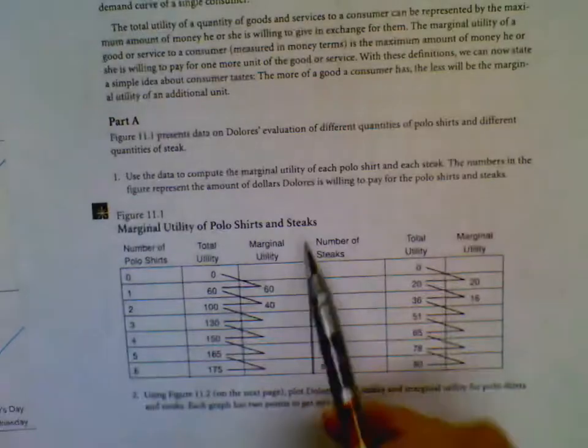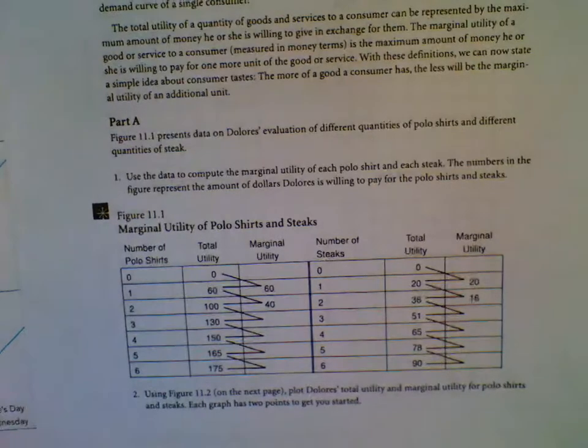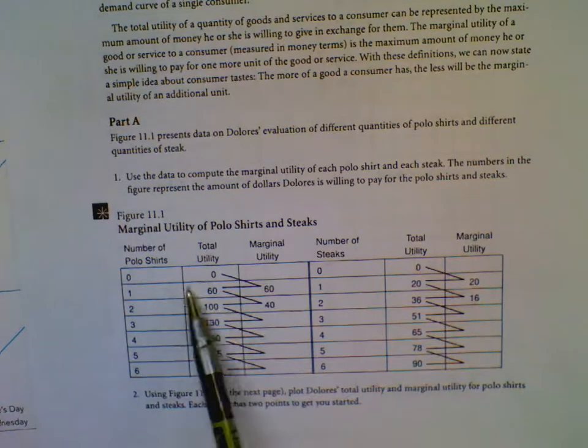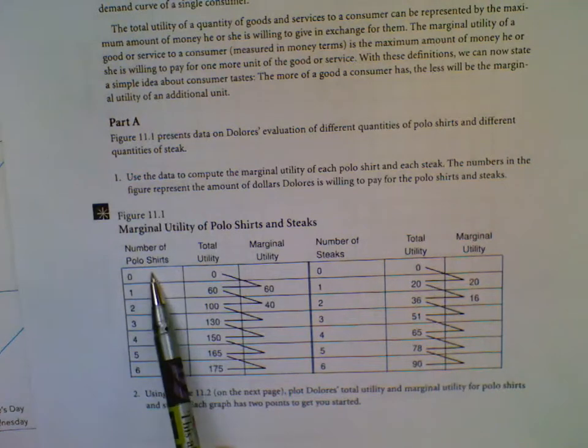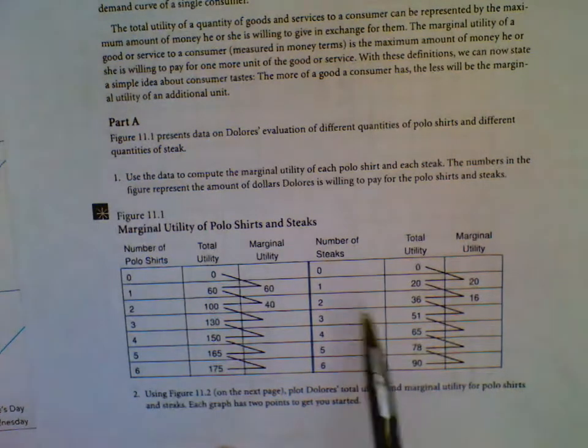When we're talking about marginal, we're talking about additional. And when we're talking about utility, we're talking about the additional satisfaction that we get from consuming a particular product. This should not be too difficult. So we're looking at the satisfaction of purchasing polo shirts and purchasing steaks.